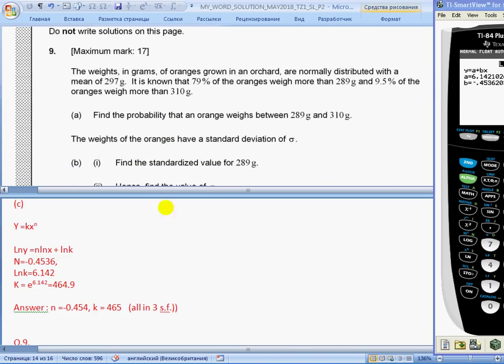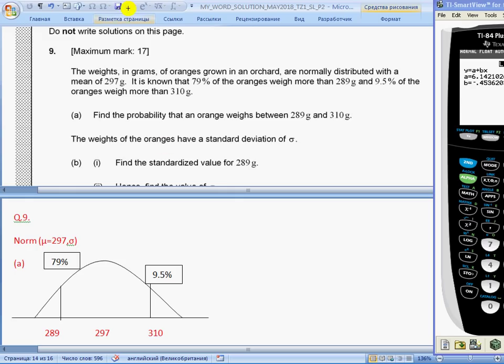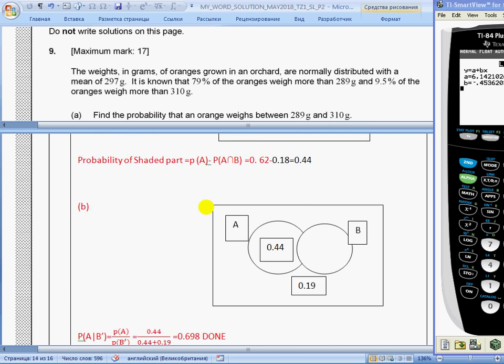Question 9. The weights in grams of oranges grown in an orchard are normally distributed with mean 297, 79% more than 289, 9.5% more than 310. So I have drawn this bell shape distribution. I put this value 289. So to the right is 79%, to the right is 9.5%. Find the probability that oranges are between these two values. Okay.